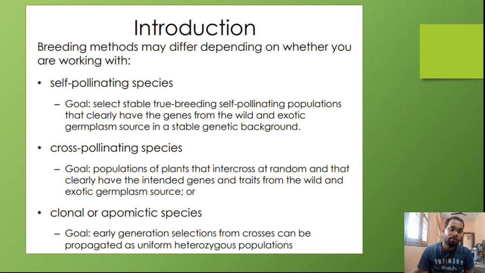And what is the goal or aim in cross-pollinated species? You select the plants which are the result of an intercross between two parents or more than two parents.